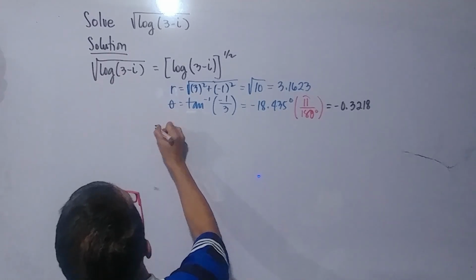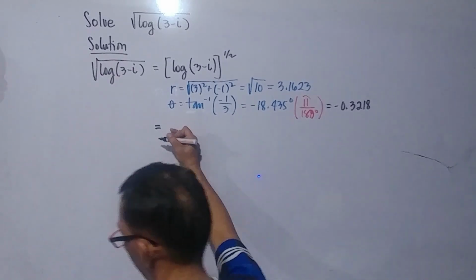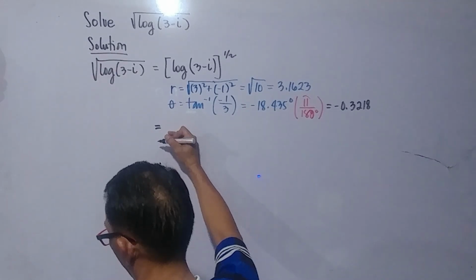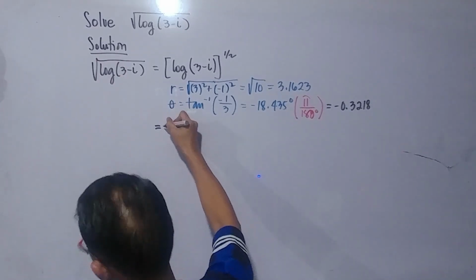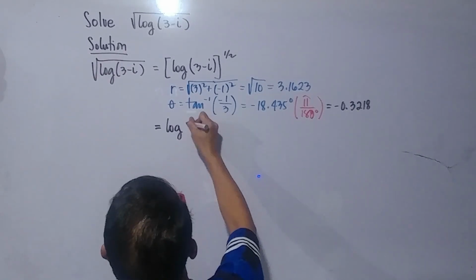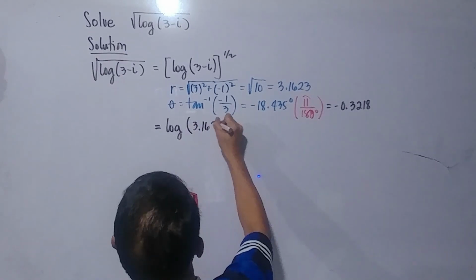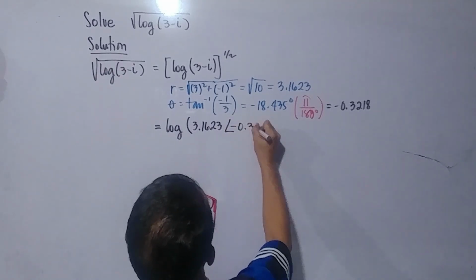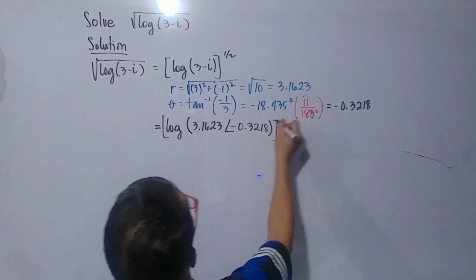So we have the logarithm of 3.1623 angle negative 0.3218, to the 1/2.